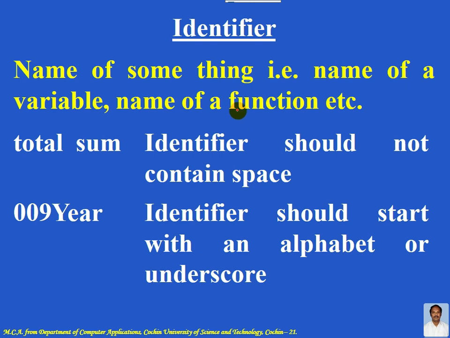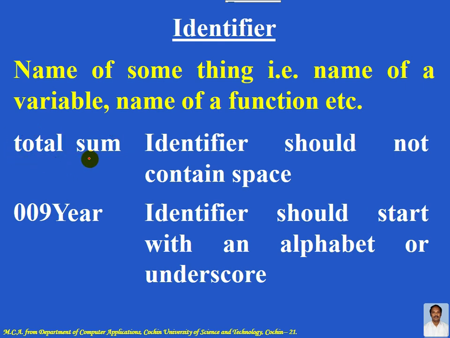What is an identifier? The term identifier means name of something. It can be the name of a variable, name of a function, etc. So in a Python program, when you give a name for a variable, name of something or identifier should not contain space. It's a rule. So "total space sum" cannot be the name of a variable.